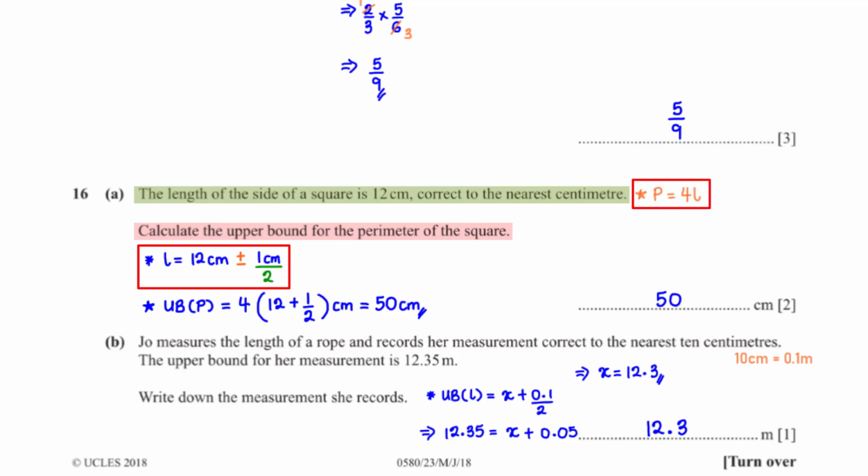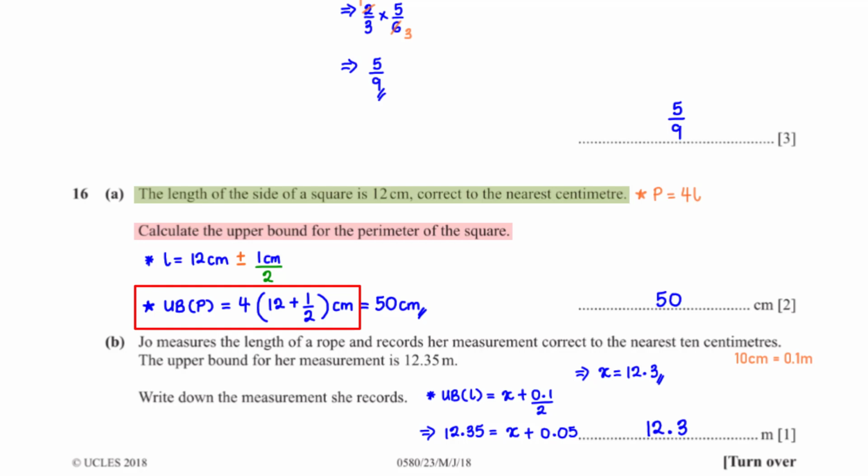Here is the formula for the perimeter of a square. So to get the upper bound of the perimeter of the square, we multiply 4 by the upper bound of its length, which is 12 plus 1/2 centimeters. This gives us 50 centimeters.